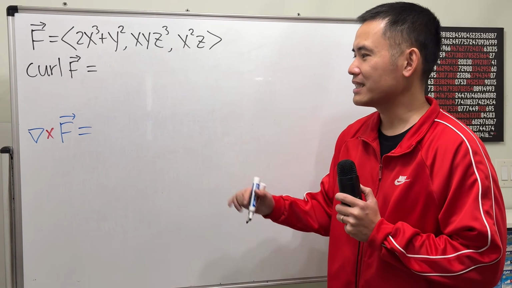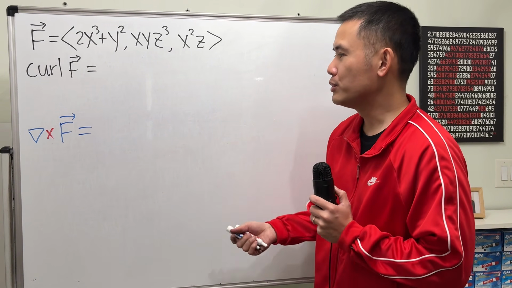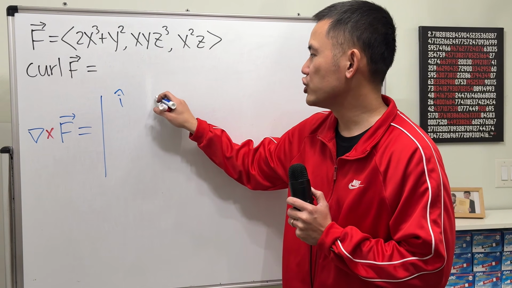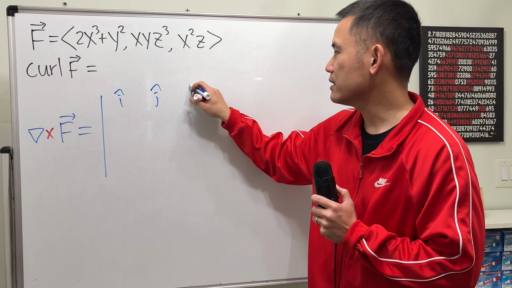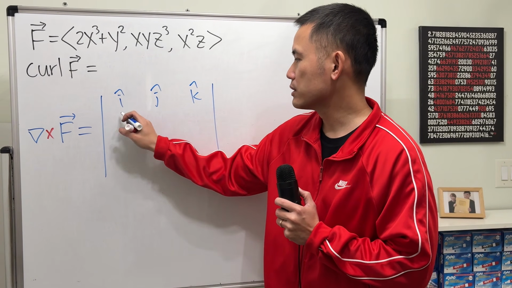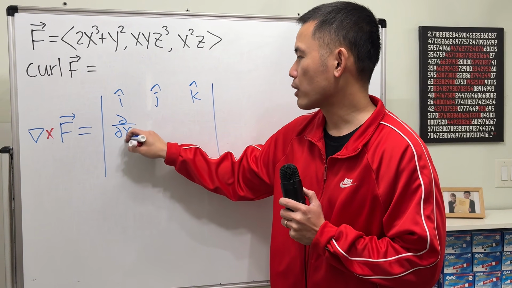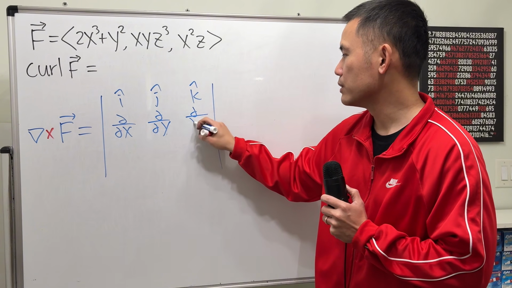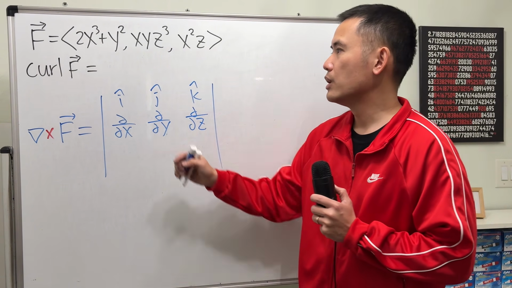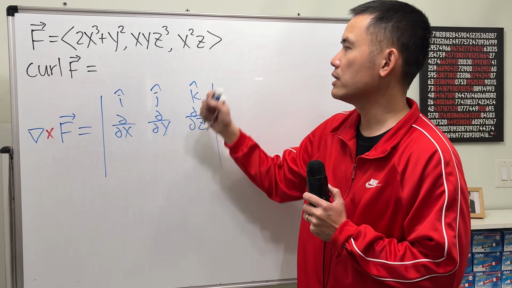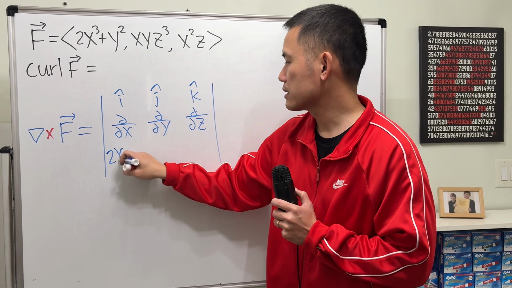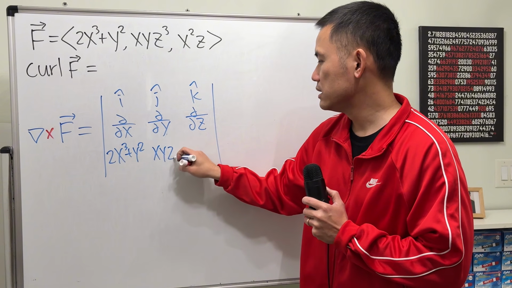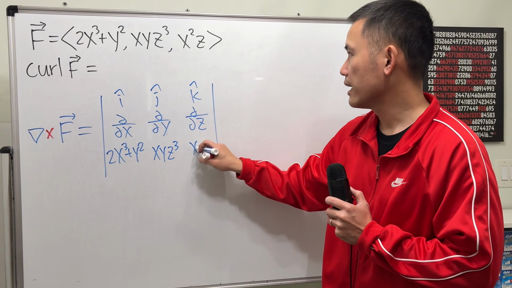And for the cross product, we will get a 3 by 3 matrix and then do the determinant. The first row is just going to be the i, j, k unit vectors. And then the second row is just the operators, partial with respect to x, with respect to y, and with respect to z. And lastly, we'll put down the components expression. So this right here, 2x third power plus y squared, and then xyz third power, lastly, x squared z.